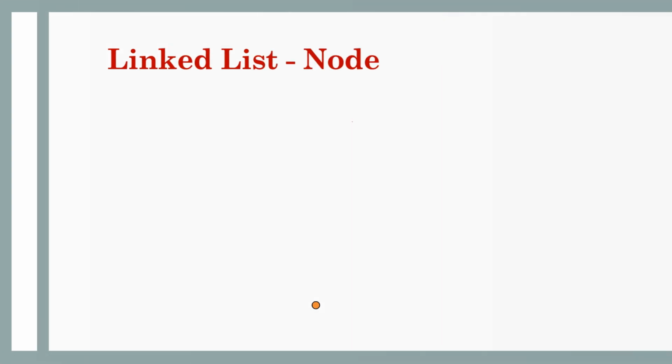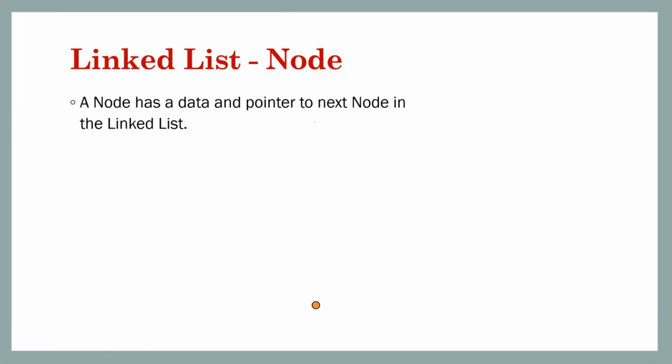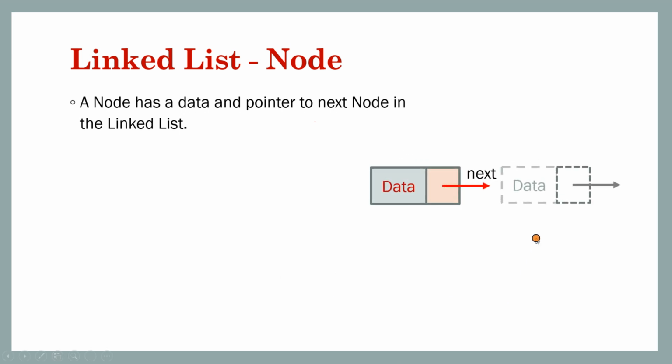Now let's see the node in some detail. The node has a data and a pointer to the next node in the linked list, which we have already seen. If this dotted line denotes the next node that we are talking about, then it will be pointing to that one. I'm just repeating myself. And if we have to write it in code, whether you are writing in C++, Java, Python, or any other language, you will have some way of defining a structure. We can call it node. And this node will have two things.